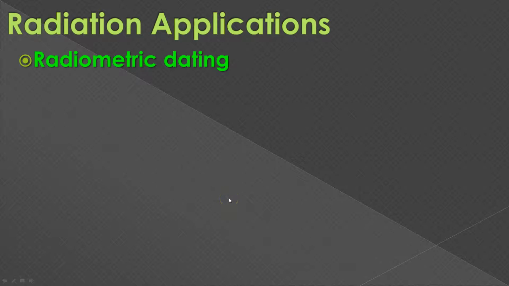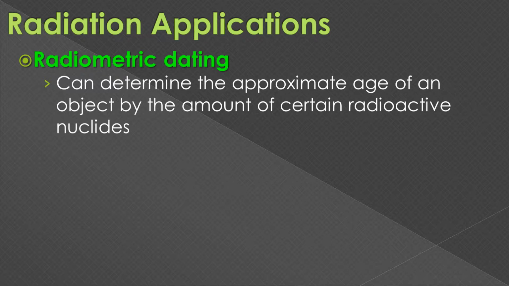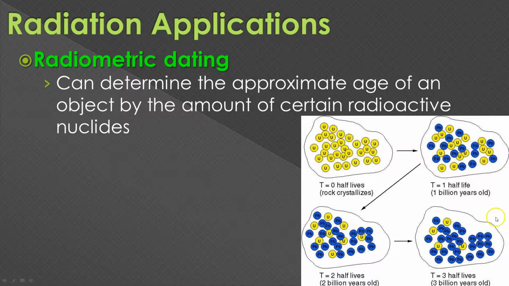Now, radiation, of course, has lots of different applications aside from giving you cancer. You can use what's called radiometric dating to determine the approximate age of an object by the amount of certain radioactive nuclides that it happens to have. So let's say we have this rock, and it's all uranium at the beginning. It has 0 half-lives because, of course, we're looking at T0. So let's say the rock has just crystallized and you have nothing but uranium in there.